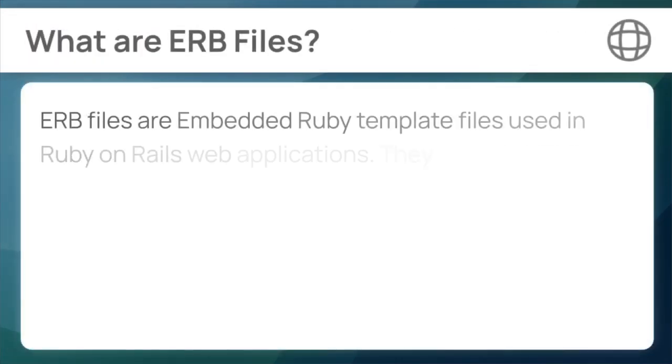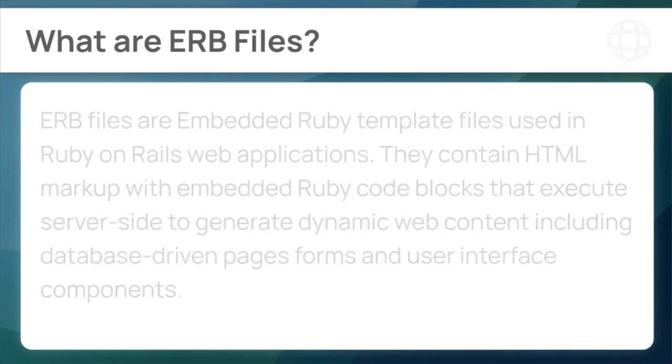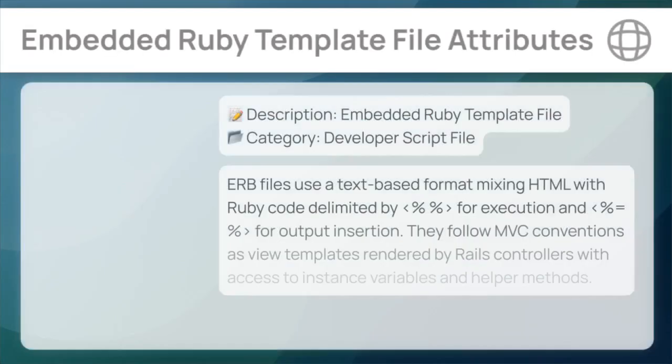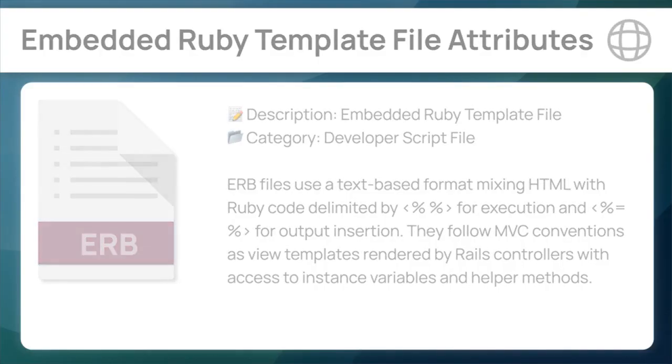ERB files are embedded Ruby template files used in Ruby on Rails web applications. They contain HTML markup with embedded Ruby code blocks that execute server-side to generate dynamic web content, including database-driven pages, forms, and user interface components. ERB files use a text-based format, mixing HTML with Ruby code delimited by <% %> for execution and <%= %> for output insertion. They follow MVC conventions as view templates rendered by Rails controllers with access to instance variables and helper methods.